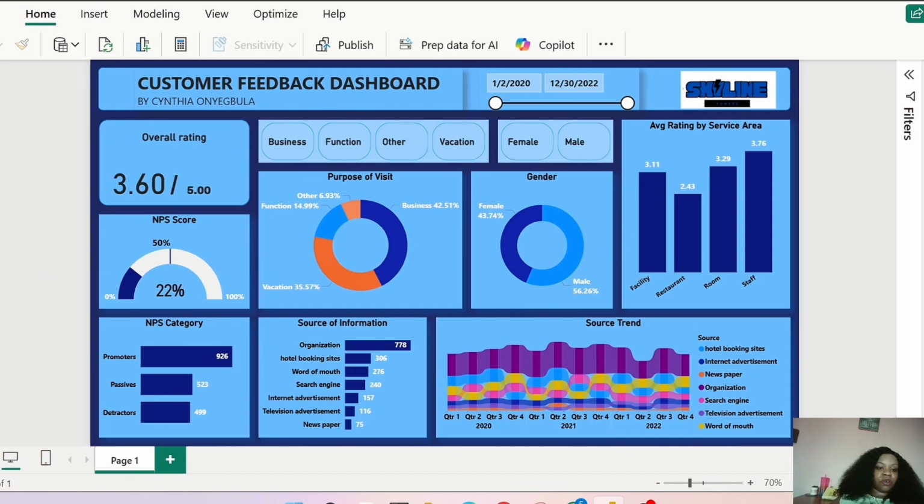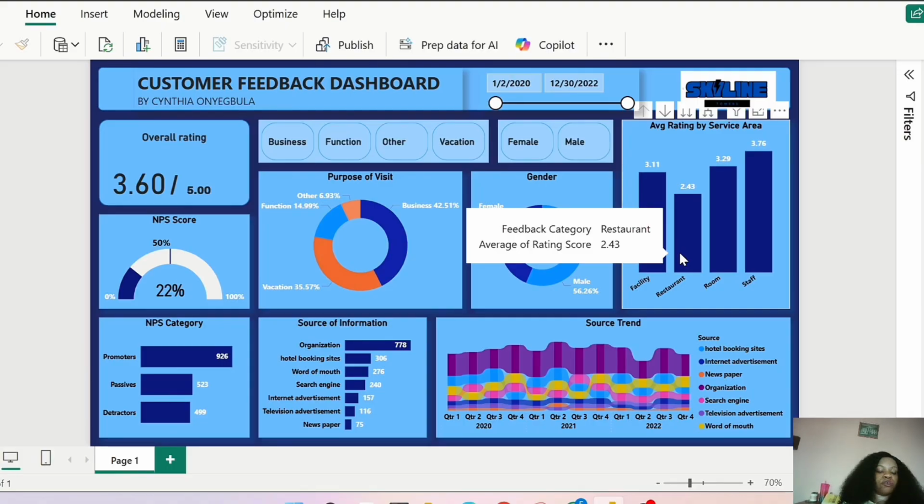If you notice, these recommendations directly support higher retention, higher occupancy. We need our rooms more occupied, better reputation. We do not want our restaurants dragging us down, and of course, stronger revenue. And this is where analytics meets business value.